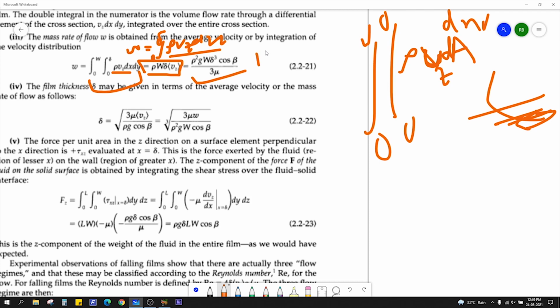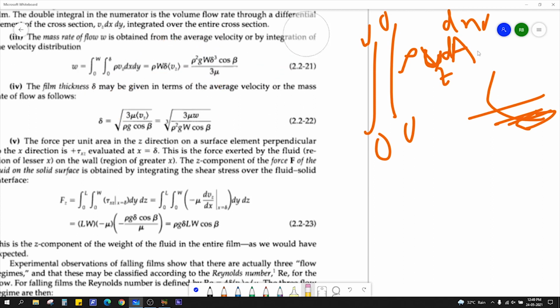The unit will be kg per second in SI. Okay. What about film thickness? You can easily express film thickness. You take this formula, where delta is the film thickness. So take delta on one side and rearrange it. So you get the cube root of this in terms of mass flow rate. If you want to express thickness in terms of average velocity, just take the previous formula. Then you will get delta is equal to the square root of 3 mu times the average velocity, right? So you can easily calculate.